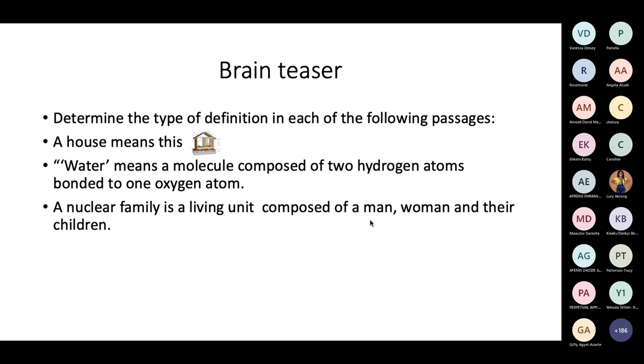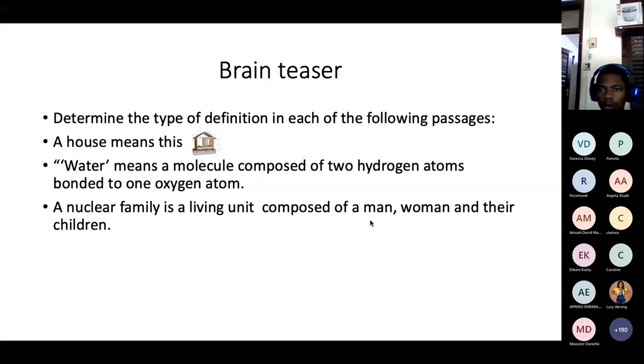So a nuclear family is a living unit composed of a man, woman, and their children. What kind of definition is that? Lexical definition. Yes, that's right. It's a lexical definition. But apart from lexical, it is also a theoretical definition, because nuclear family originated from what discipline? Sociology. So sociology gave us the phrase nuclear family, as well as its meaning. So it is both a theoretical and lexical definition.